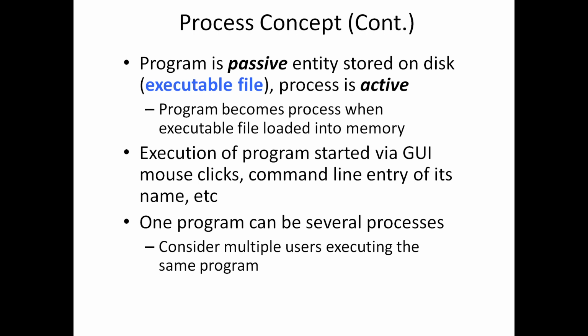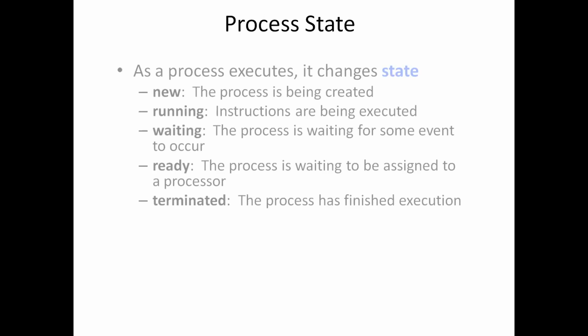We have different states regarding a process. Normally we can execute the program in two ways, either by using the graphical user interface or by using the command line. Any one of the ways we can execute the program. One program can be several processes. These are all the different states of a process.